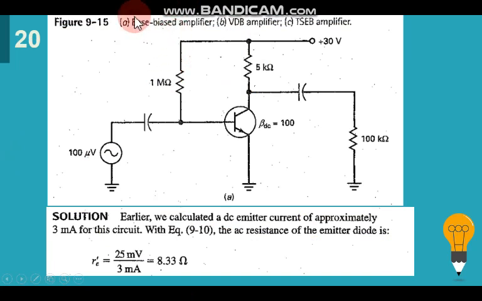Here, if a base bias amplifier is given to you and you want to find out the value of RE dash, we need only one value, that is IE. You can find the value of IE using the DC analysis, and you can easily get the value of RE dash.